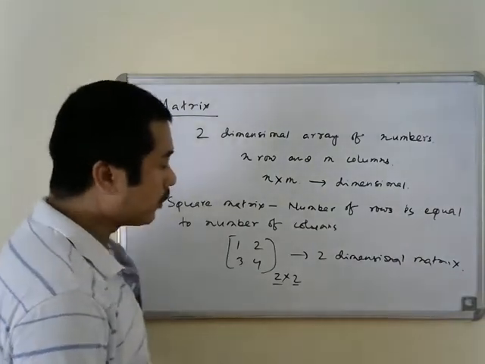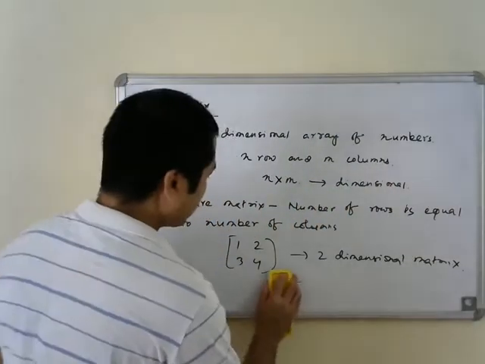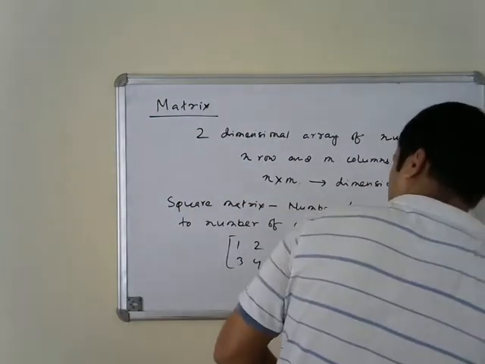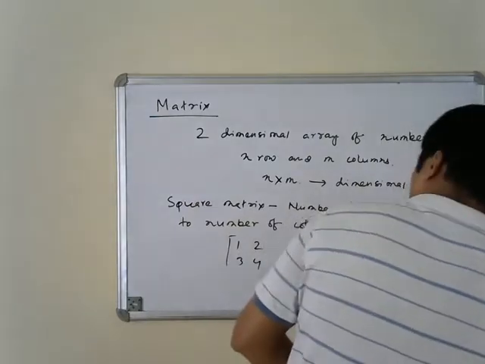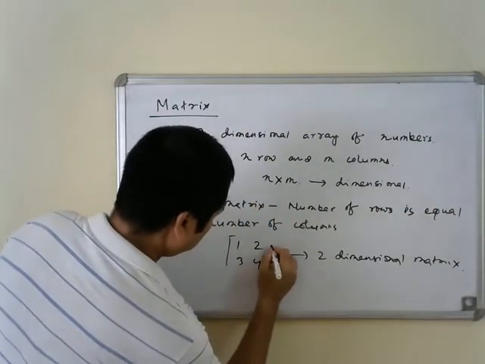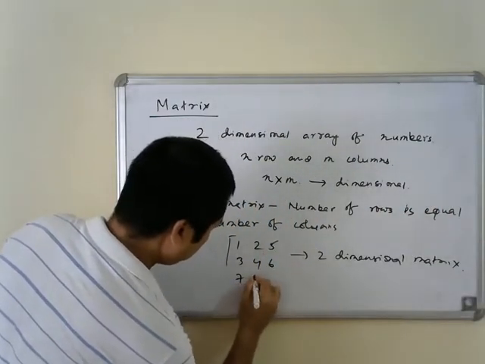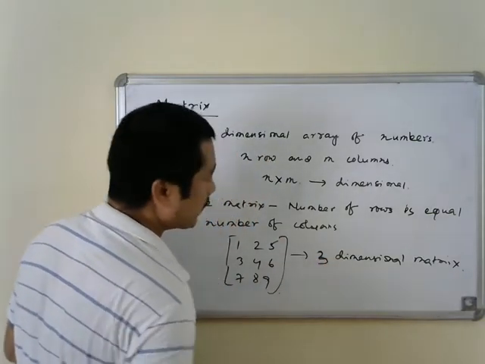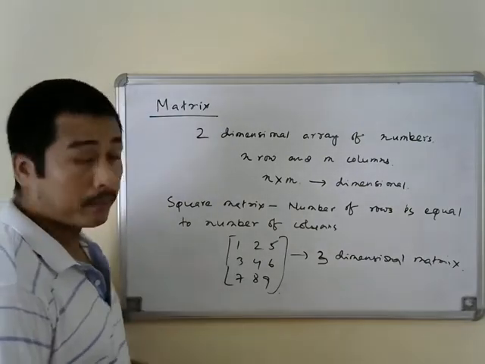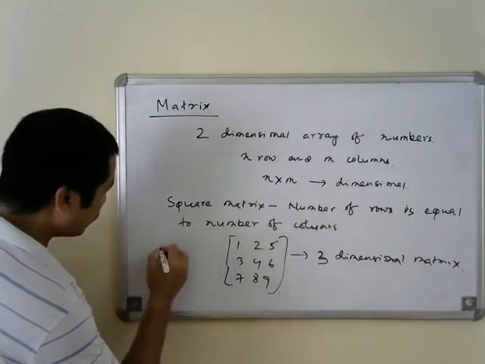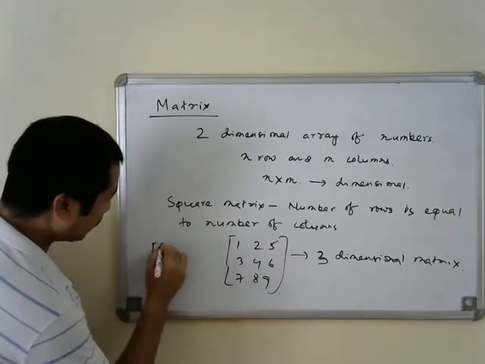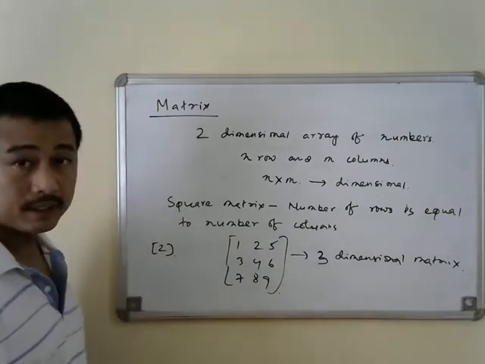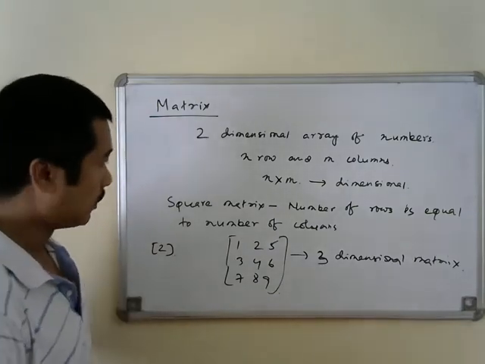And if you have 3 rows and 3 columns in the matrix, that is a 3 by 3 matrix, so we will call it a 3-dimensional square matrix. You can also have a 1-dimensional matrix. Say, for example, this is a matrix which has 1 row and 1 column, so we call this matrix a 1-dimensional matrix.